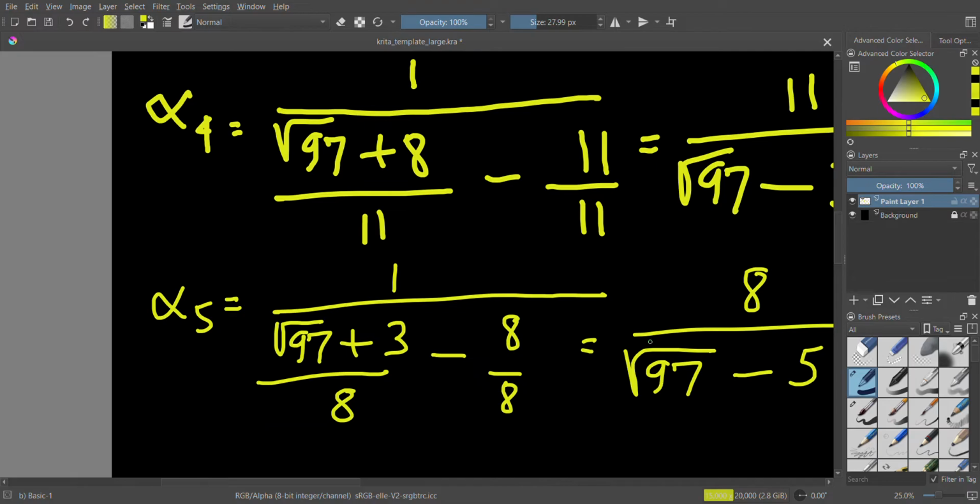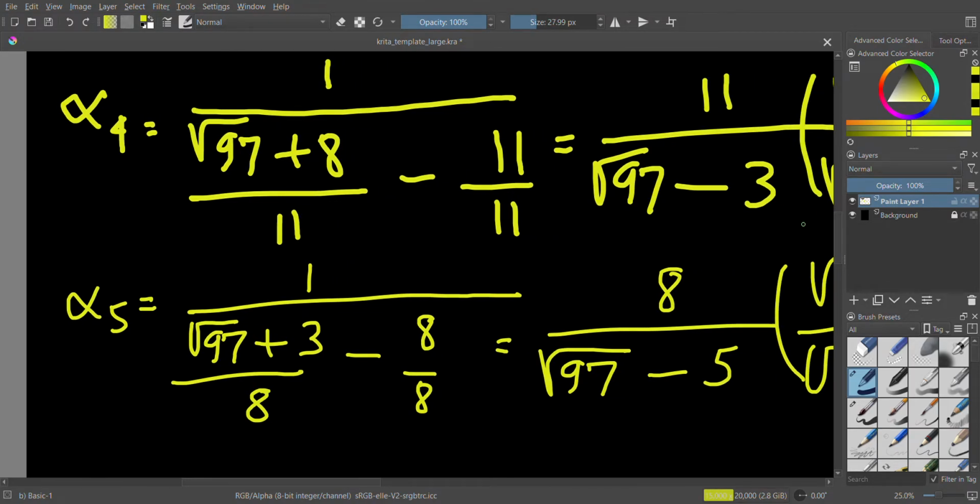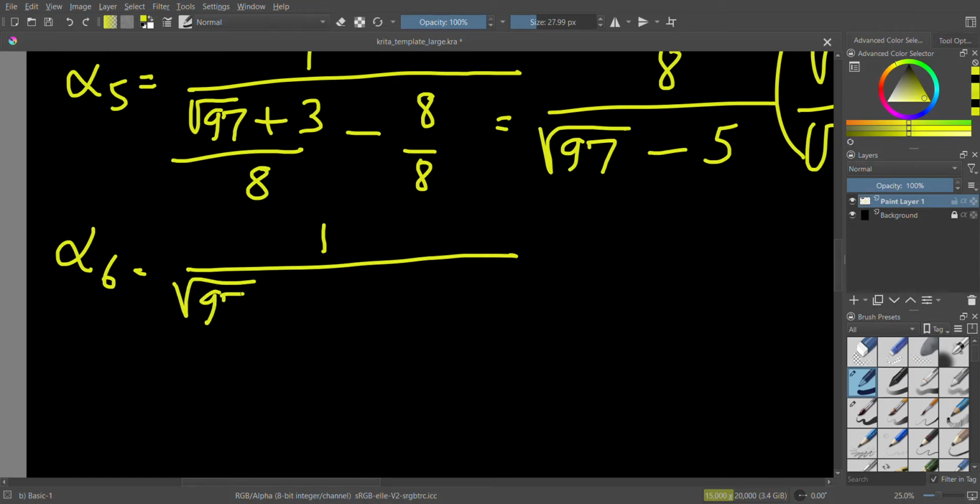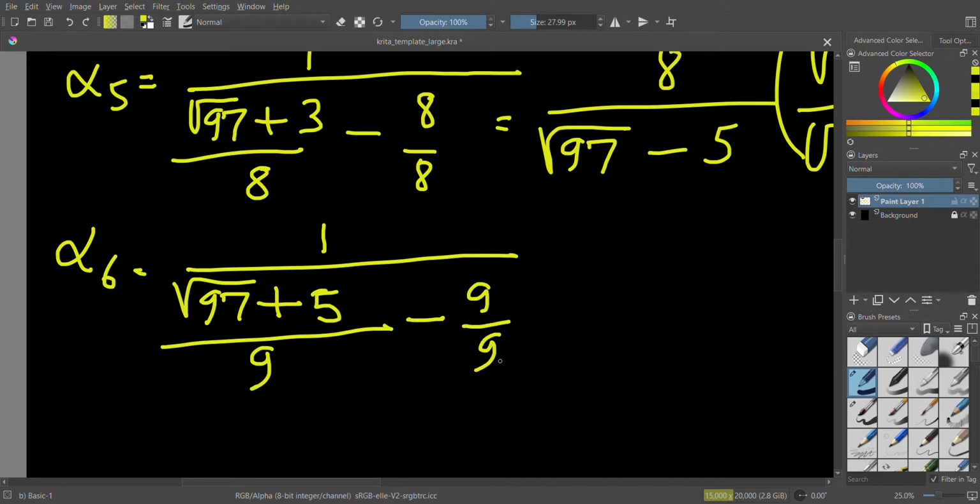And we're going to put it in here and do alpha sub 6. Okay, so we said it was square root of 97 plus 5 divided by 9. And then we're going to subtract from it an A5, which we said was 1, which is 9 over 9. Okay, so this equals 9 over square root of 97 minus 4.